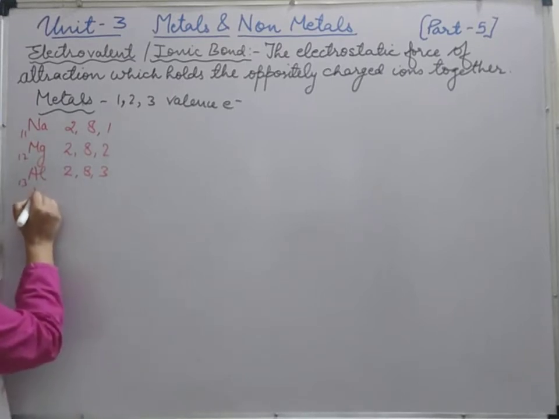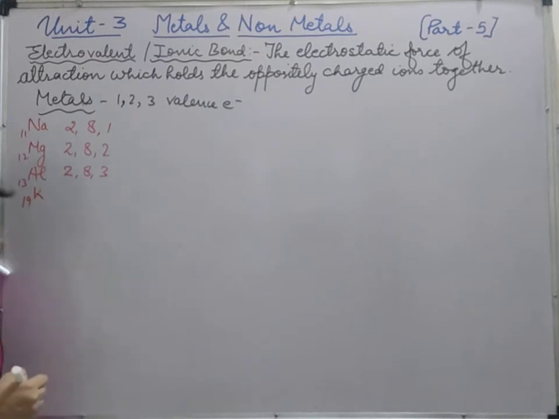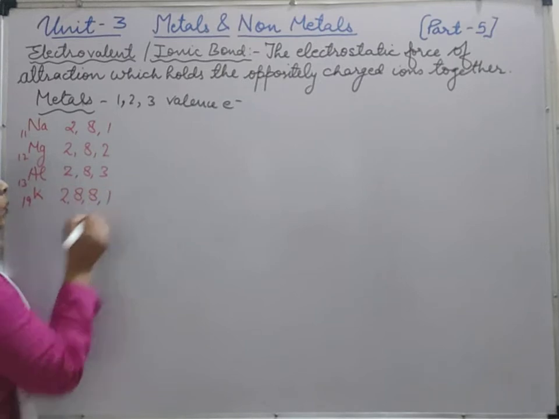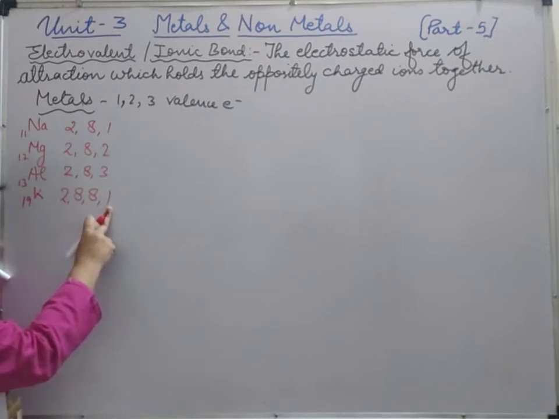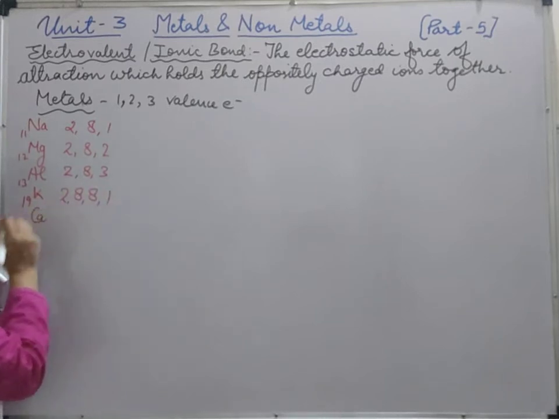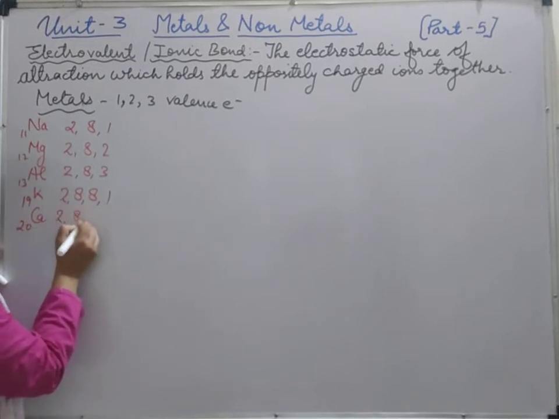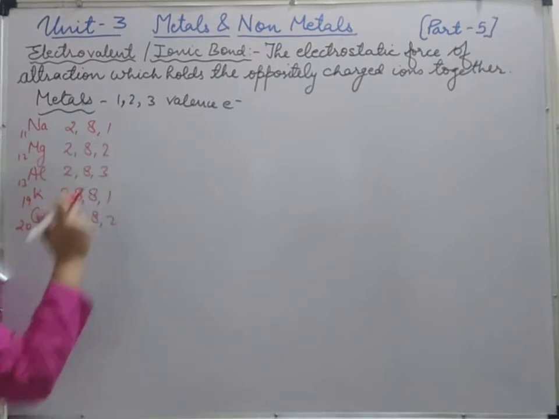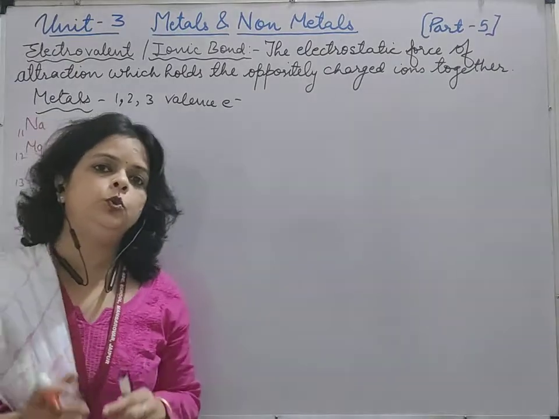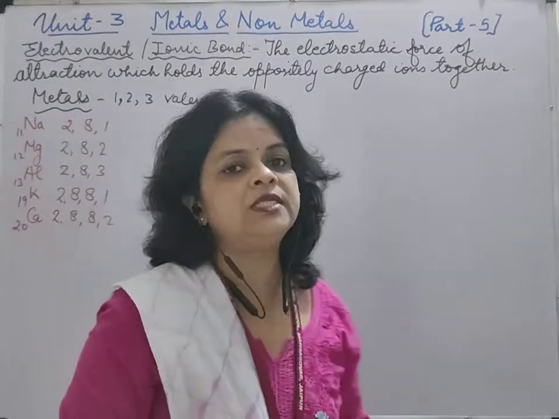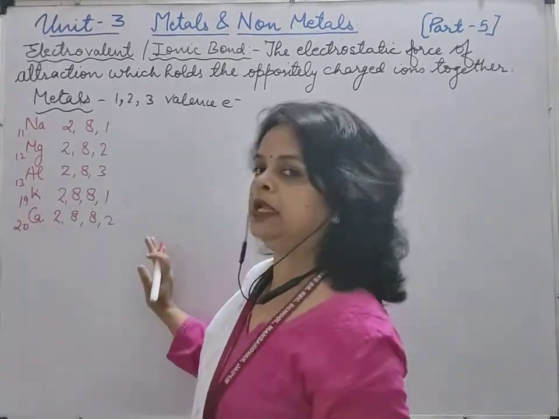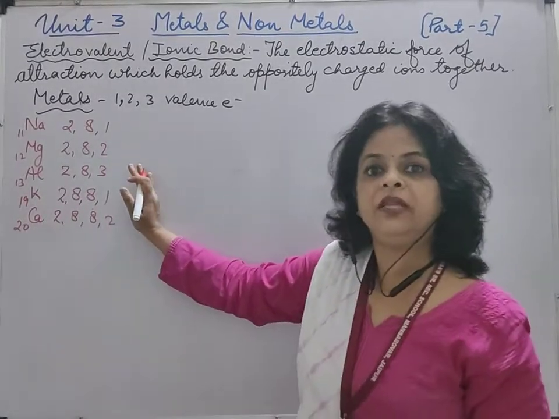You can also take the example of potassium. Its atomic number is 19 and the configuration is 2, 8, 8, 1. So it also has one valence electron. Similarly, calcium: its atomic number is 20 and its configuration is 2, 8, 8, 2. In all these examples, students, we can see they have 1, 2 and 3 valence electrons. They can easily lose these electrons and form cations. So they are electropositive in nature.